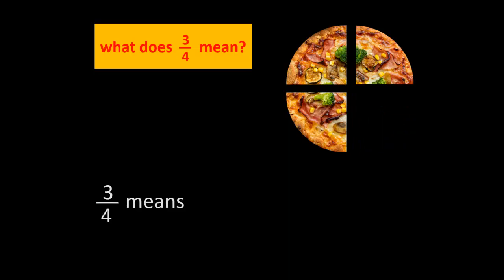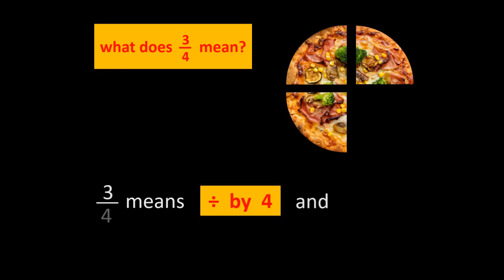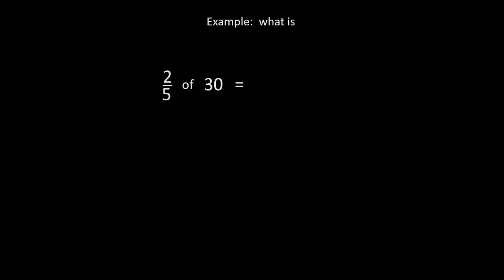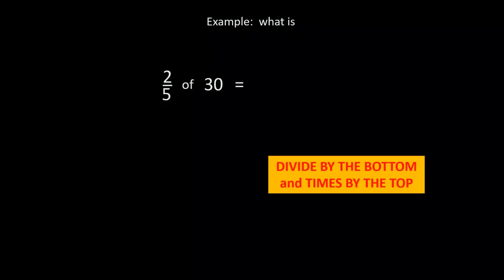So mathematically, what 3/4 means is we divide by 4, we split the pizza into 4, and then we multiply by 3. We have 3 of those quarters. And that's what a fraction means. Divide by the bottom, times by the top. So for example, what is 2/5 of 30? Well, to get this, that's what we're going to do. Divide by the bottom, times by the top.